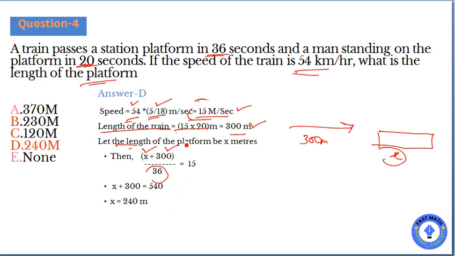It is equal to 15 meters per second, the speed of the train. That is distance by time is equivalent to 15, which was arrived at based on the problem given. After cross multiplication, it becomes x plus 300 is equal to 36 into 15, which is 540. Ultimately x will be 240 meters. x is nothing but the length of the platform.